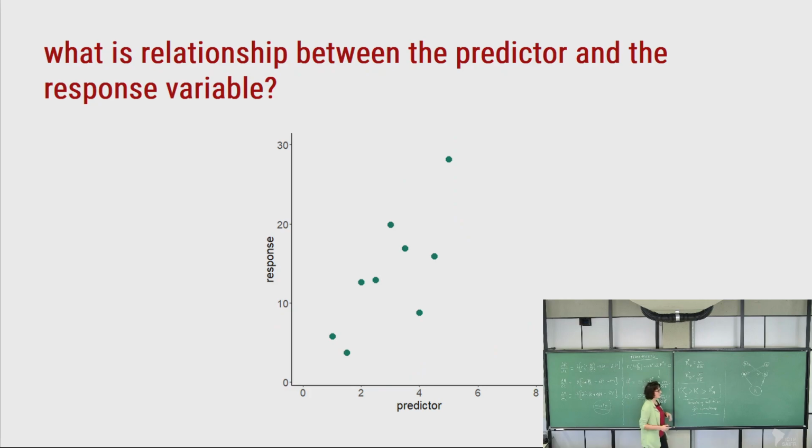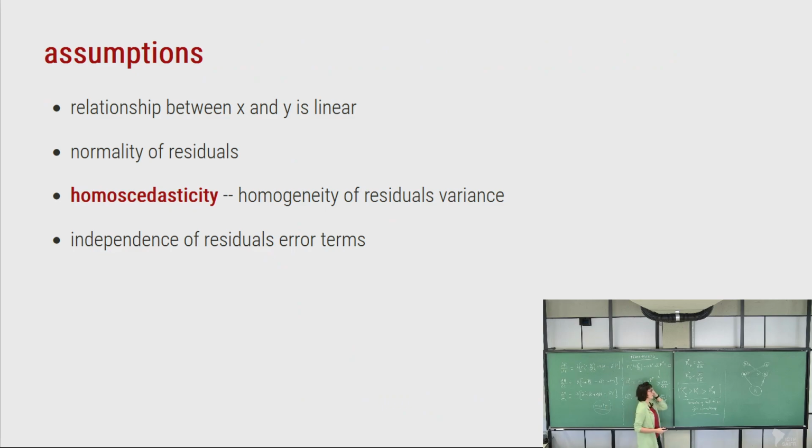And the other thing is that we have to understand the relationship between the predictor and the response variable. And we have to assume that this is linear. If this is not linear, we transform the data or use a different modeling approach. So those are the assumptions of a linear model. So the relationship between x and y should be linear. The residuals should follow a normal distribution.